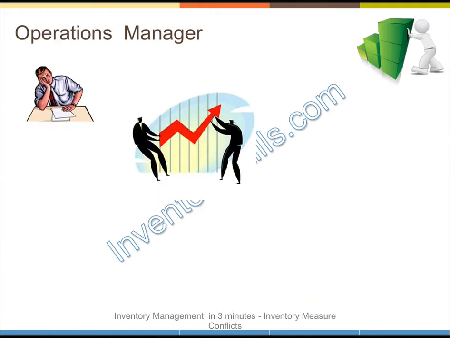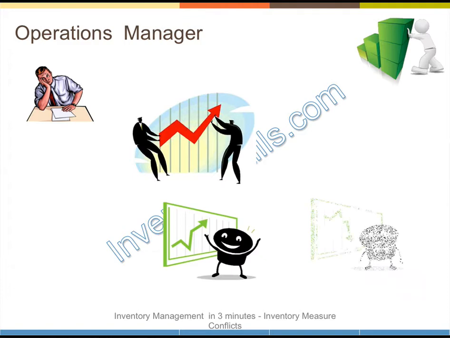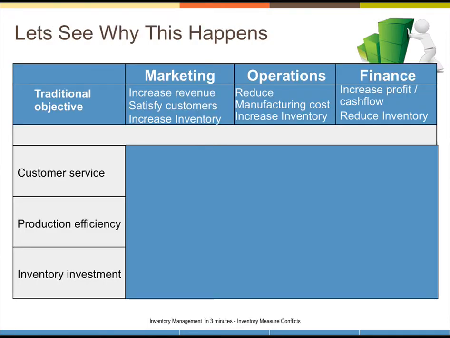The operations manager is unfortunately quite often the person in the middle. They've got two conflicting goals. They have the financial manager with specific inventory goals, they've got the marketing manager with specific inventory goals, and they're sometimes fighting a losing battle. They win sometimes and they lose others. So there must be something we can do. So let's see why this happens.